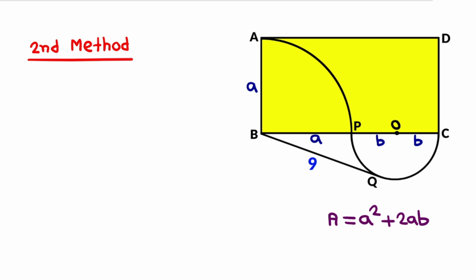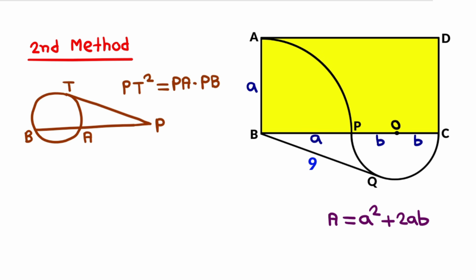Now let's solve it a completely different way. This one is even faster. We'll use the famous Tangent-Secant Theorem. It says the tangent length squared equals the outside part of the secant multiplied by the entire secant. In our figure, the tangent is BQ. The secant runs from B to C. The outside portion is BP, which has length A, and the entire secant BC is A plus 2B.